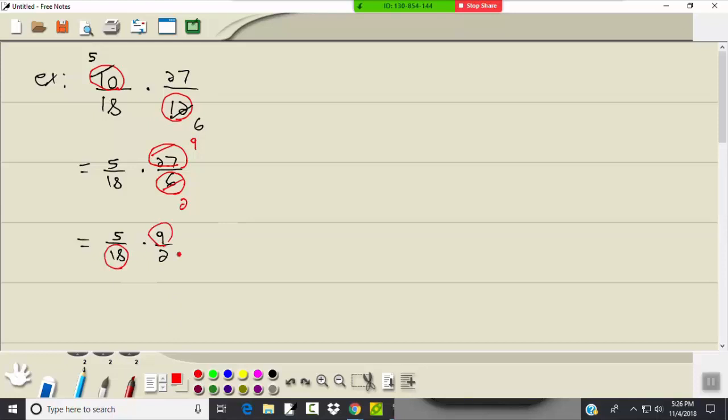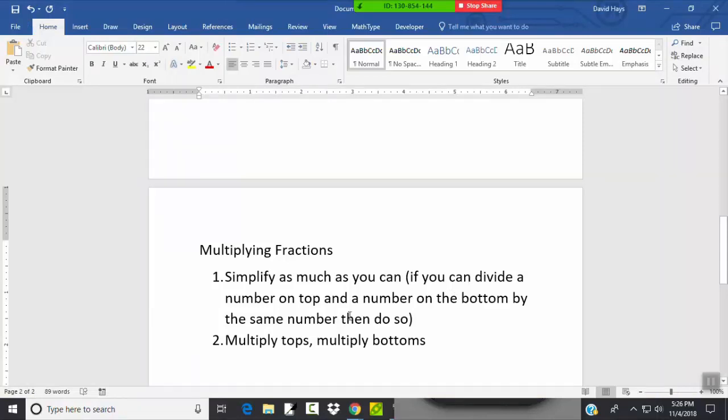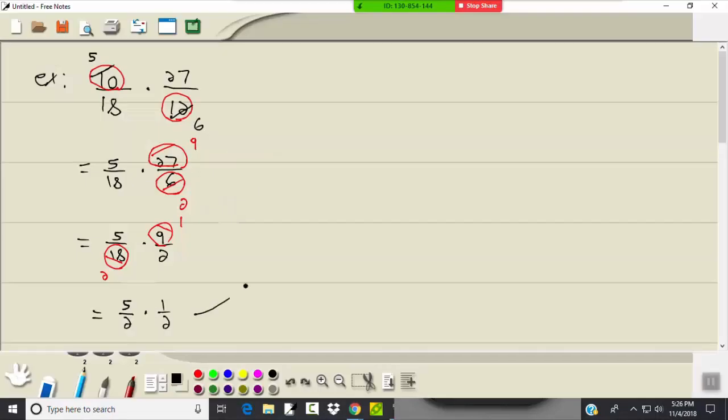Now here I got 9 and 18. They're both divisible by 3, but actually they're both divisible by 9 also. 9 divided by 9 is 1. 18 divided by 9 is 2. We get 5 over 2 times 1 over 2. Now you might look at this and think, okay, there's a pair of 2's, but they're both on the bottom. The guideline on this is that one has to be on top, one has to be on the bottom. So I can't simplify that, so I go to step two. It says multiply the top parts together. 5 times 1 is 5. Multiply the bottom parts together. 2 times 2 is 4. So our answer would be 5/4.